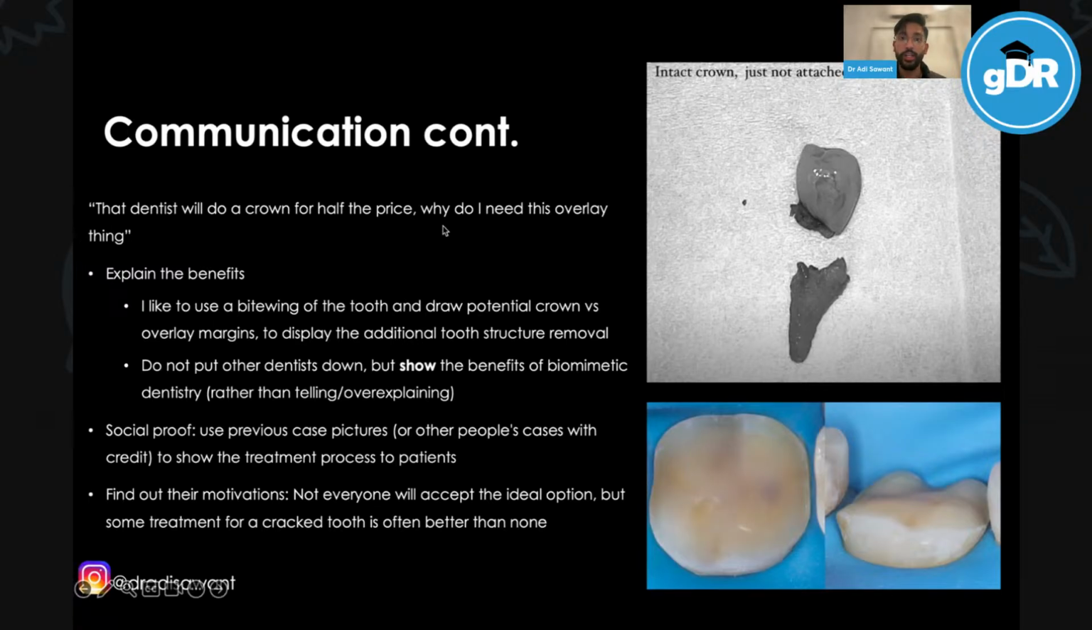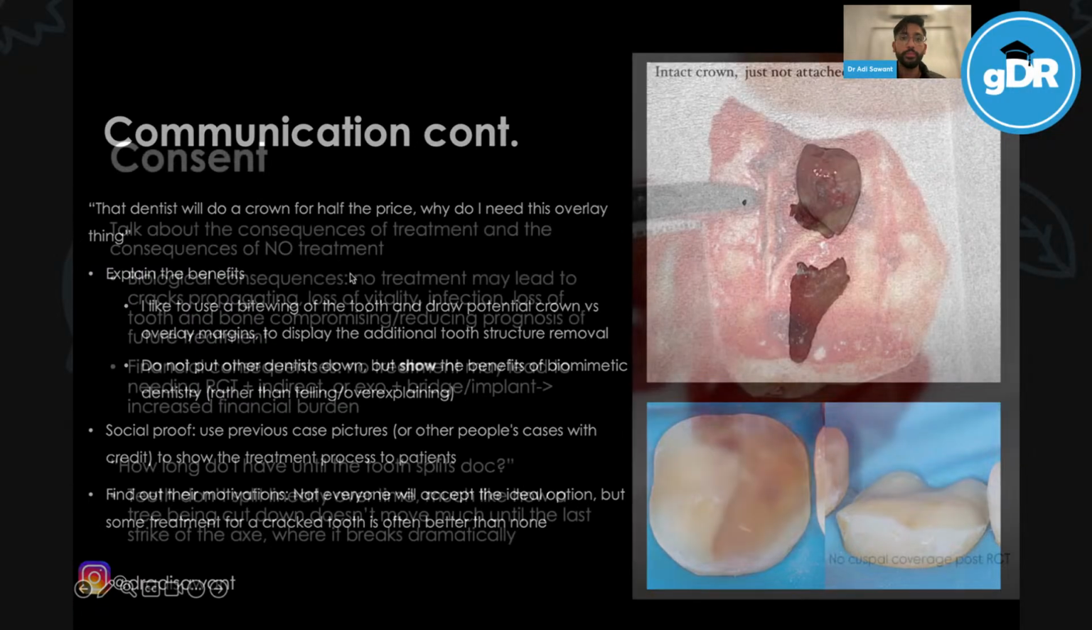See on the top here, we've got a decoronated tooth with a traditional crown. The amount of times someone's come back with that crown in their hand, with the tooth and the core inside it, saying, hey, can you stick this back on? At that point, you have to have a bit of a discussion of, we really can't, right? It doesn't matter that the crown is still intact. The tooth's cooked, so we can't really do anything about it. Don't put other dentists down, but definitely leverage the skills that you have and talk to them about it.